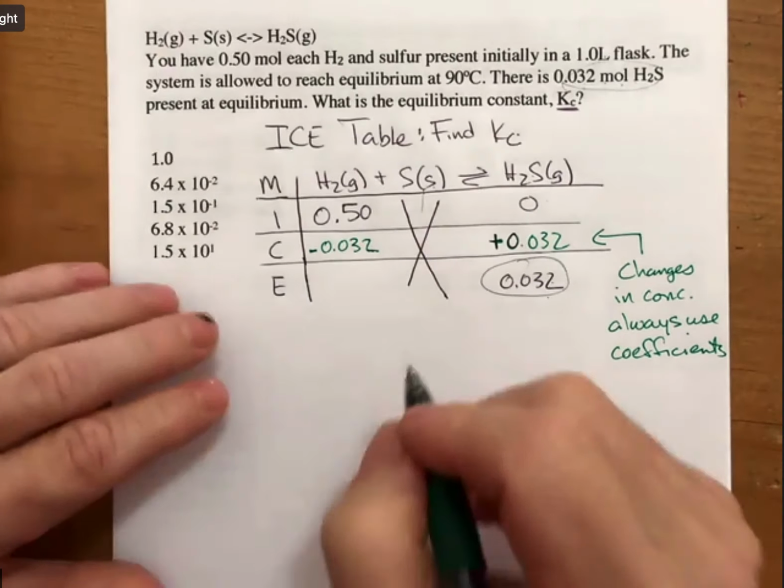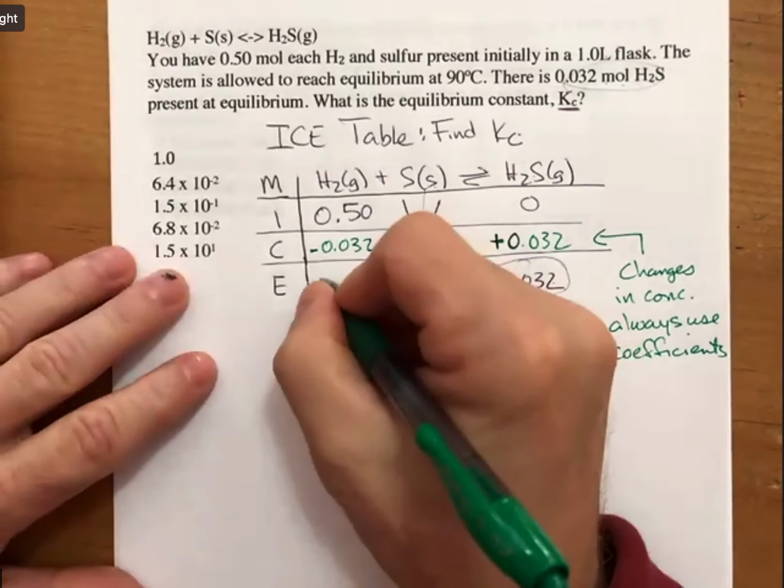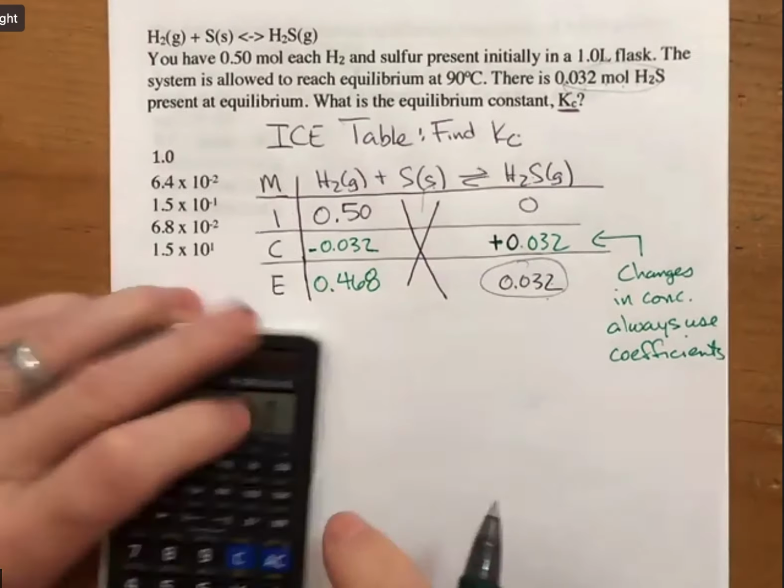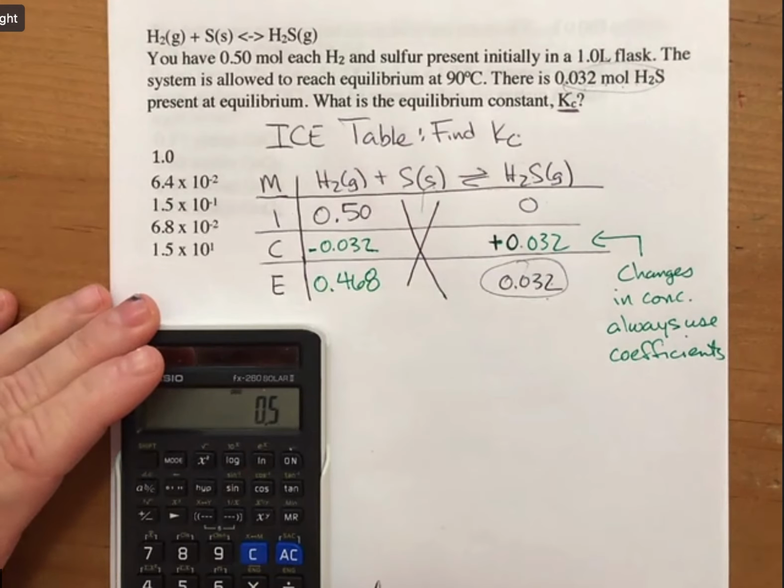0.50 minus 0.032, 0.468. I write that, but then I want to do it in the calculator anyway. Yes, good.